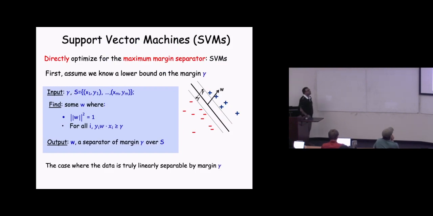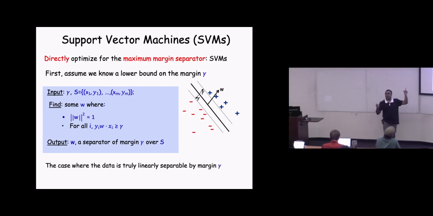Okay, so what is our input and output? Let's first define the problem. We'll go to the solution later. So our input, which is not realistic at this moment, assumes that you know gamma.